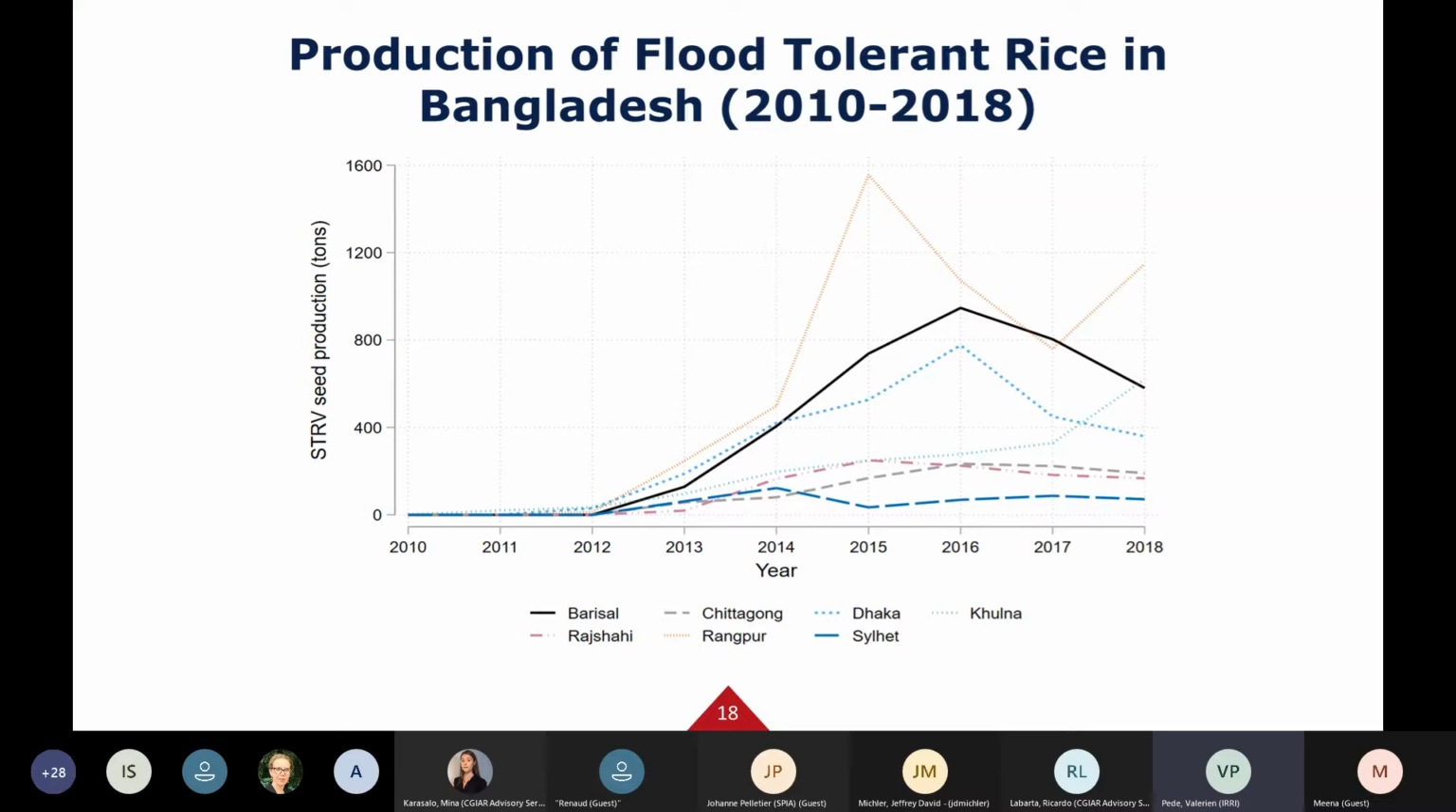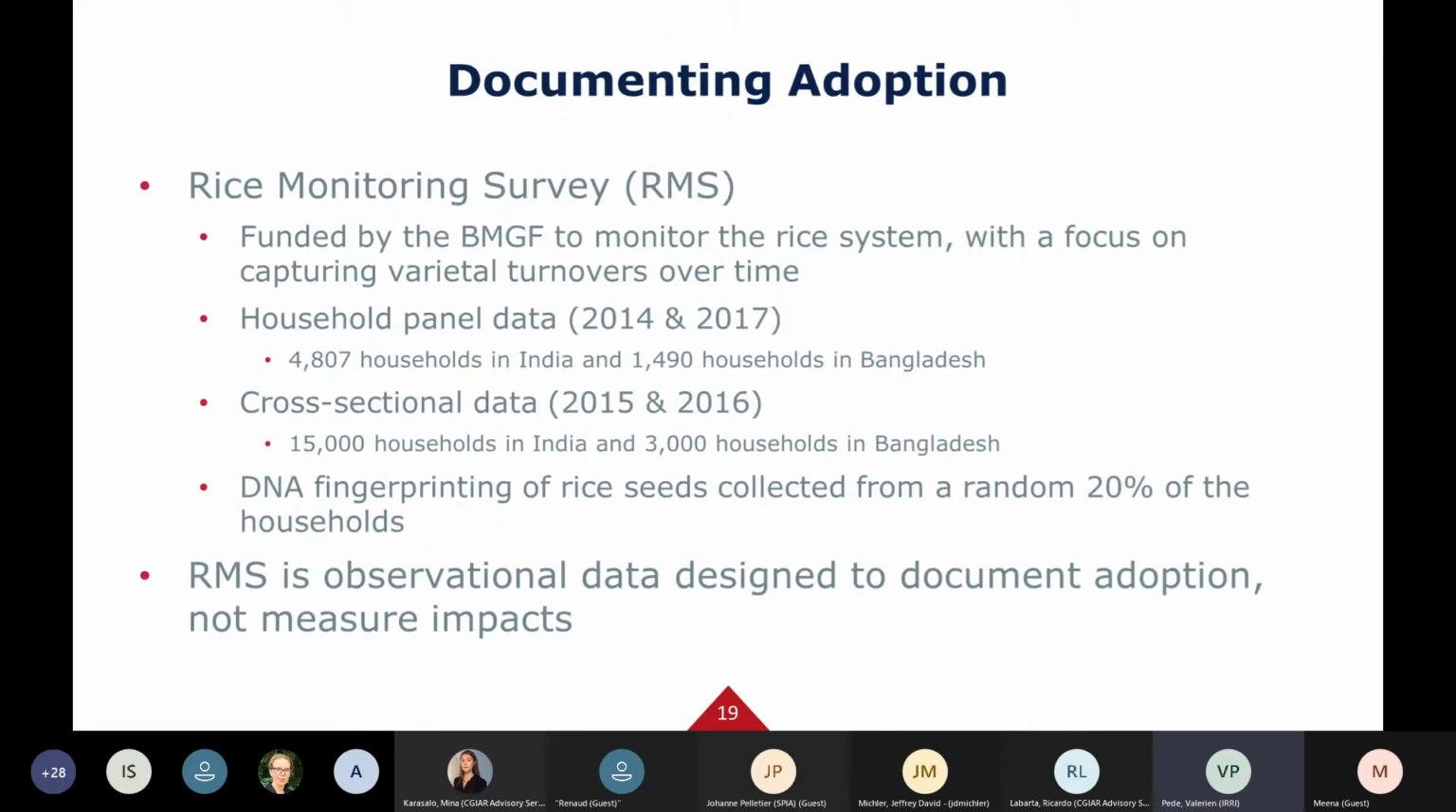So in addition to the seed production data that we collected, we also use the adoption of STRV, which was measured by the IRRI Rice Monitoring Survey. So I'll be talking about that in a moment.